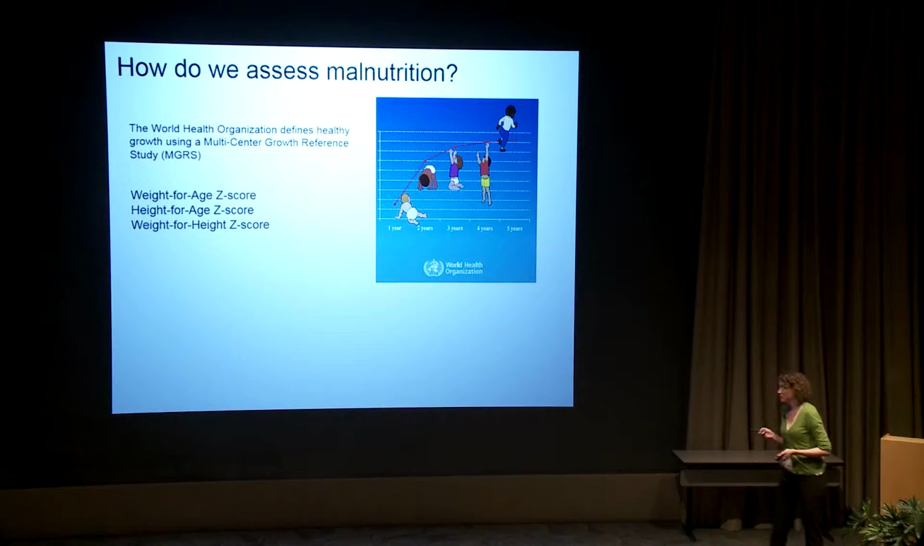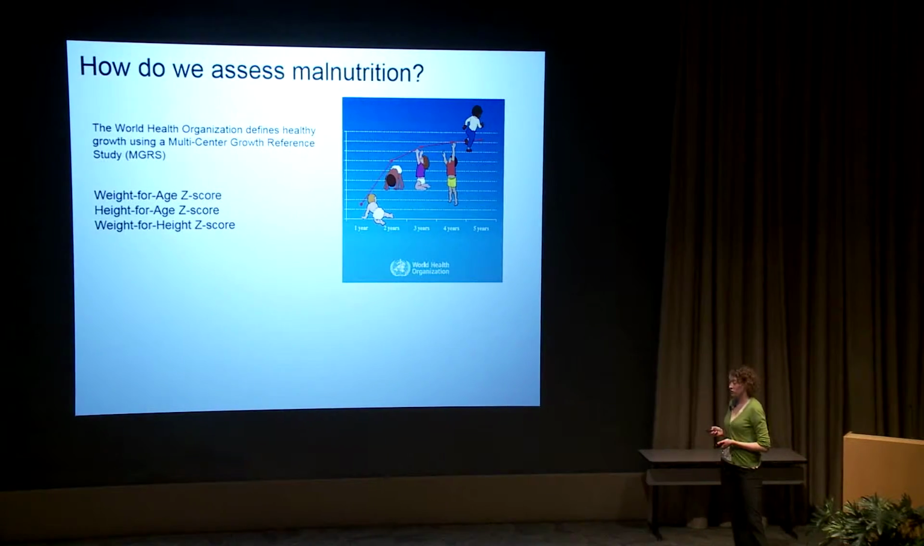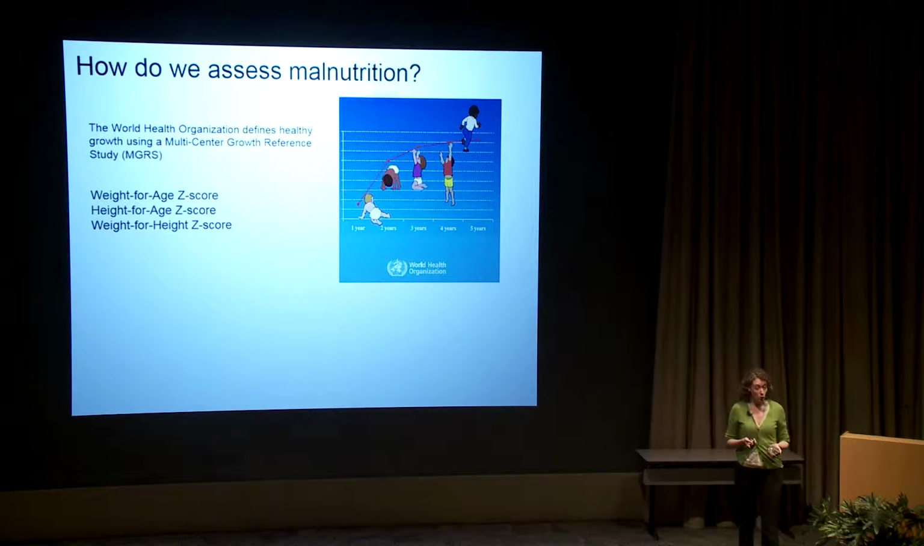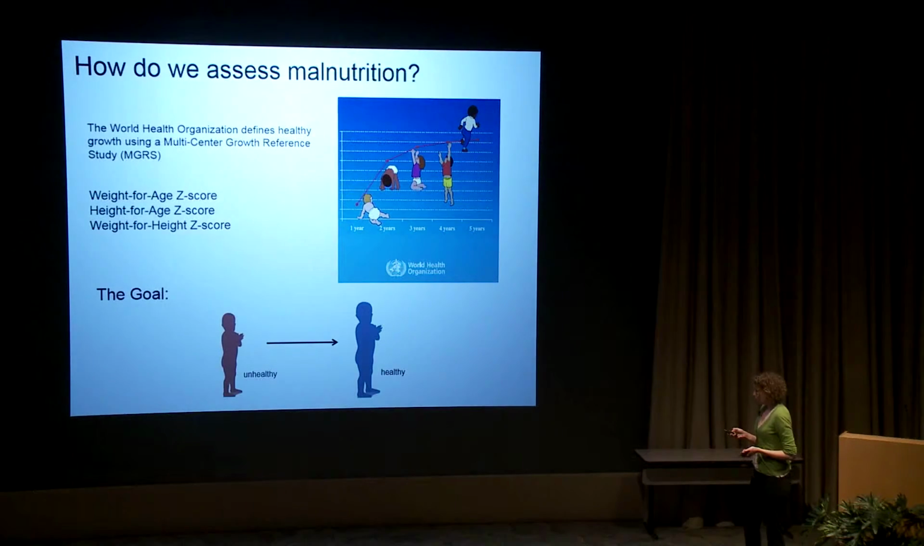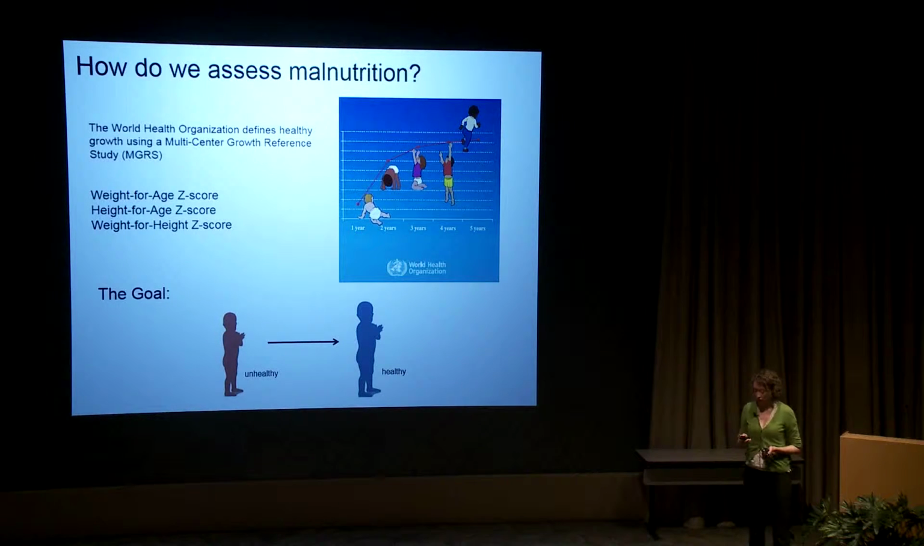From these metrics, they created z-scores that allowed these measurements to be standardized, such that if there is a particularly low z-score for an infant or child, that indicates that there is malnutrition. And ultimately, the goal for all of this work is to help prevent or treat children that might be experiencing malnutrition, such that they can shift back onto a healthy trajectory of normal growth.